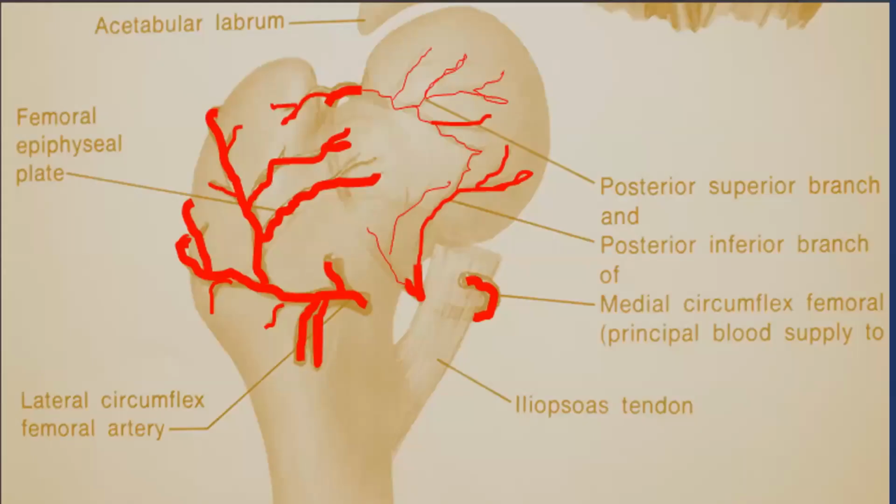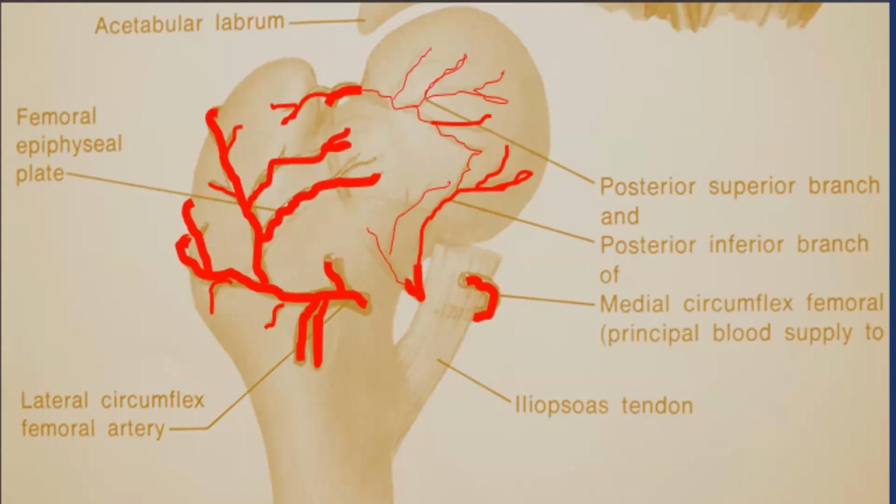You have to realize that the blood supply to the femoral head is through 2 main vessels. The major one is through the medial femoral circumflex. In addition, there are branches from the lateral circumflex femoral artery. And these supply the head.